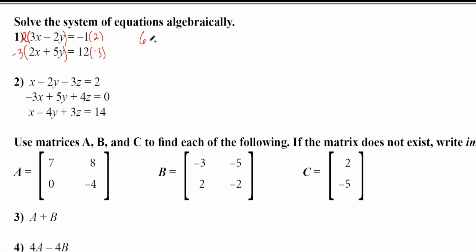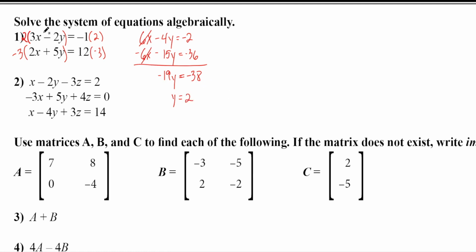So what do I get? I get a 6x minus 4y equals negative 2. Then the bottom, I get a negative 6x. That was the whole idea, is to get those to be one positive and one negative so that they add up to 0. And then what's this going to be? Minus 15y equals negative 36. Everybody with me? It's a pretty easy step, right? Cancel out. What's this going to be? Negative 19y equals negative 38. Divide both sides by negative 19, and y equals 2.